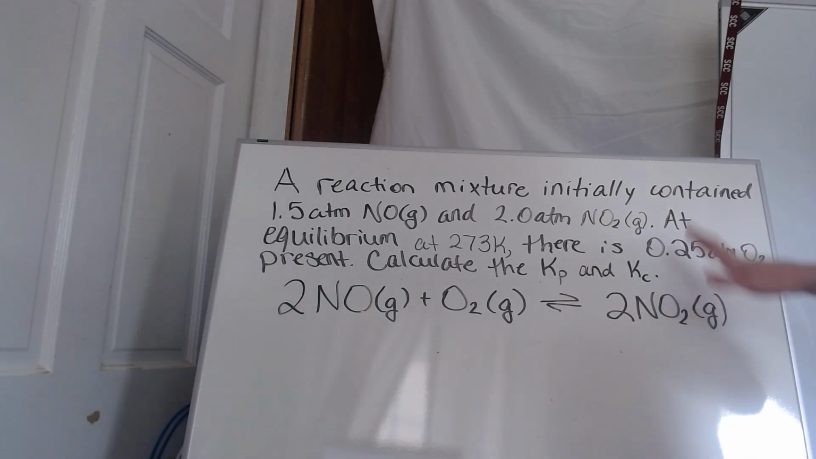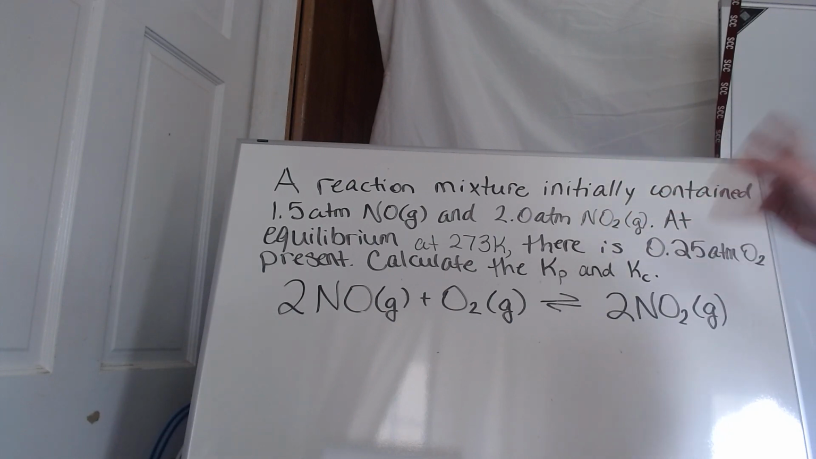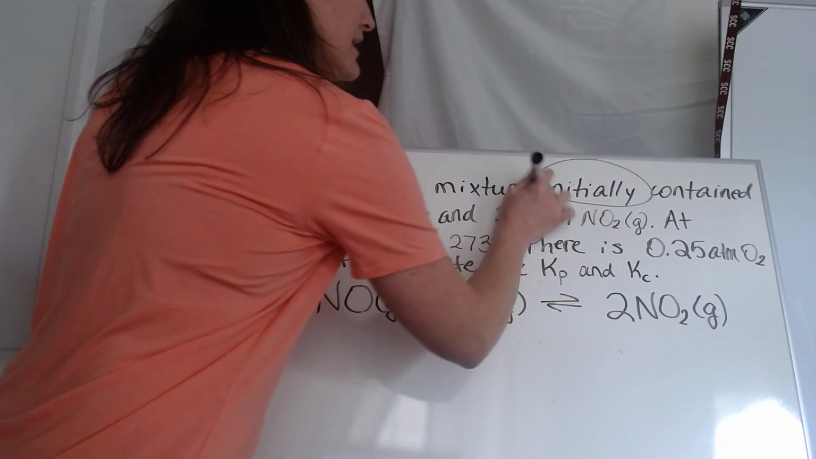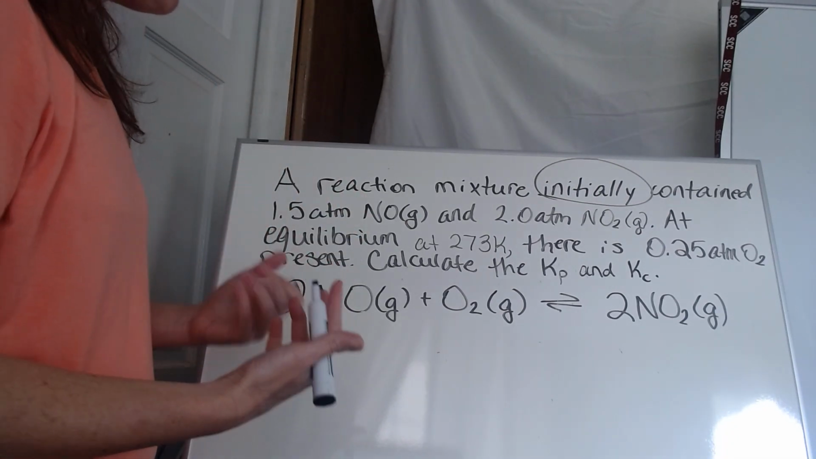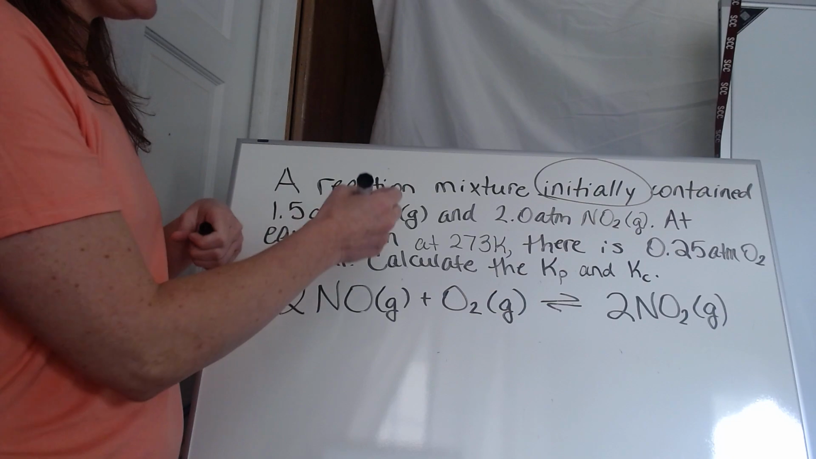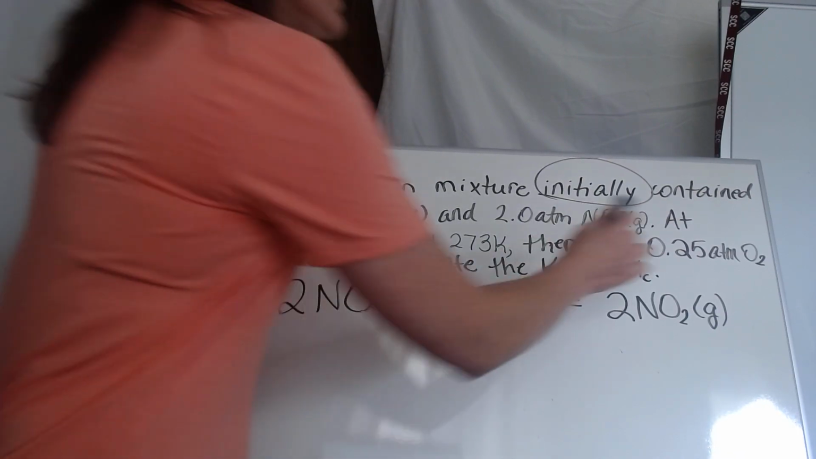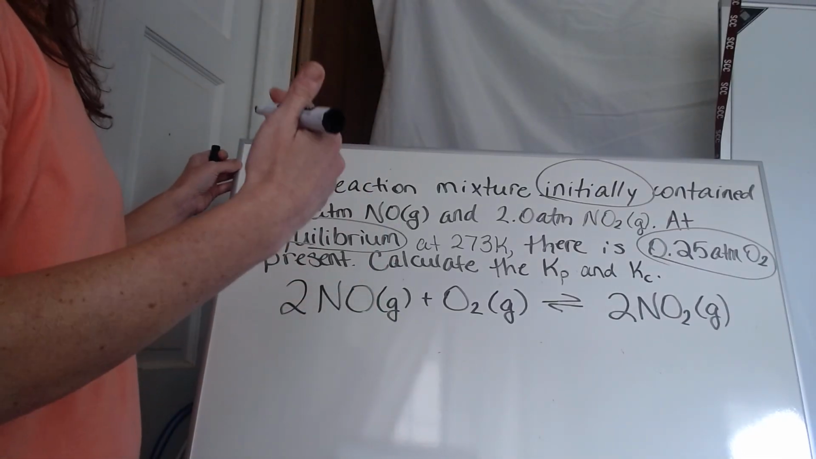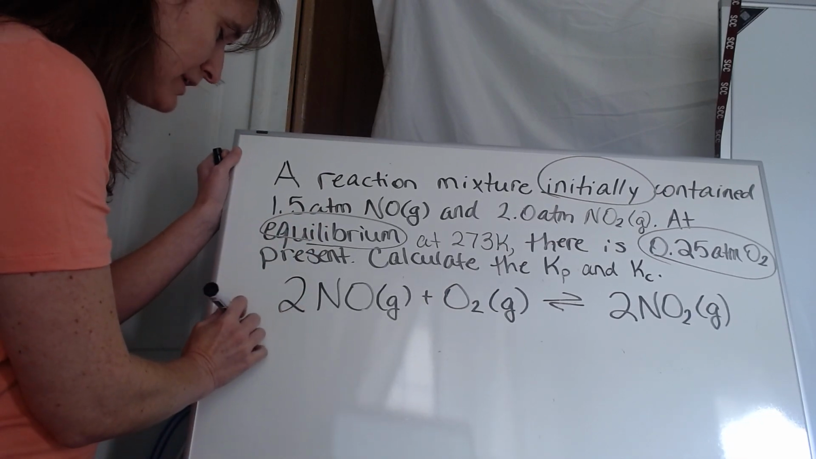So if you look, you want to identify a few words here that are keys to knowing this is an ice chart. The first one, it's a reaction mixture initially contained. And so we have an initial amount, and the initial amount is of the chemical NO and the NO2. And then it says at equilibrium, there is 0.25 atmospheres of O2. And so we have an initial amount and we also have an equilibrium amount. And so you want to set up an ice chart.